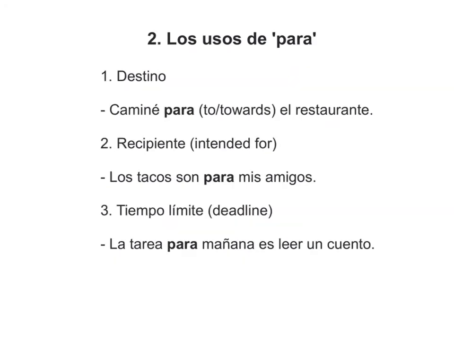Número 2 tenemos los usos de para. Número 1 tenemos destino, destination. So again, this goes back to this idea of movement in the direction of space. So you're not moving through space, you're moving in the direction of space. Entonces, so in other words, the direction of a place, which is your destination.